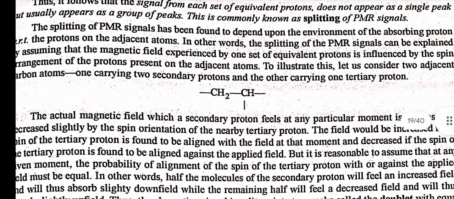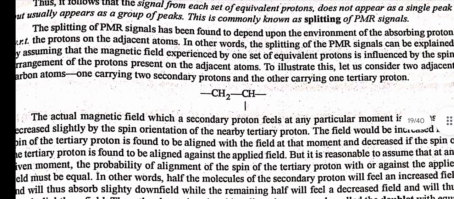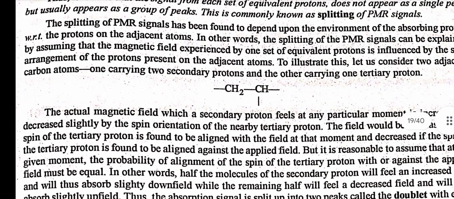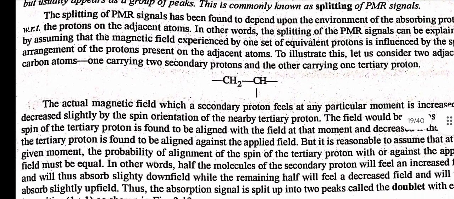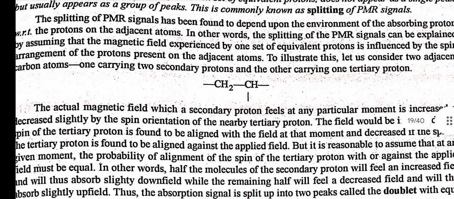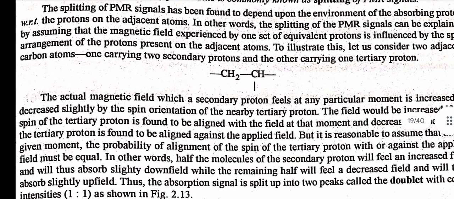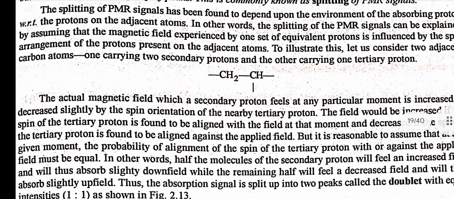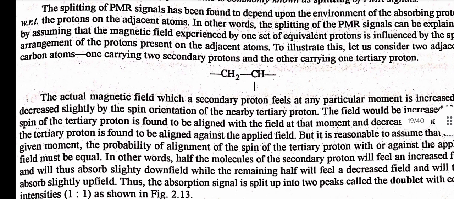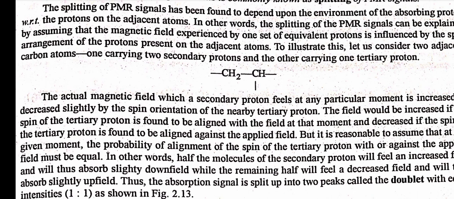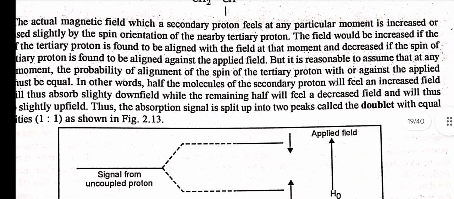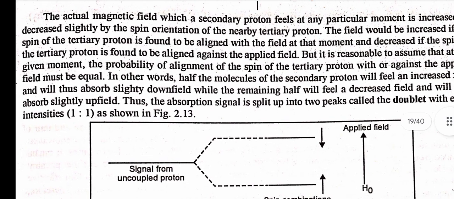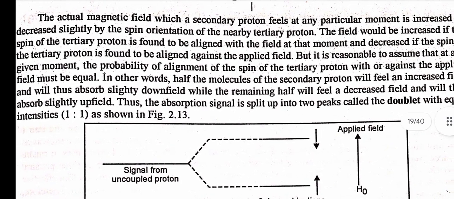The splitting of PMR signals has been found to depend upon the environment of the absorbing proton, that is, the protons on the adjacent atoms. In other words, the splitting of the PMR signal can be explained by assuming that the magnetic field experienced by one set of equivalent protons is influenced by the spin arrangement of the protons present on the adjacent atoms. To illustrate that, let us consider two adjacent carbon atoms, one carrying two secondary protons and the other carrying one tertiary proton. The actual magnetic field which a secondary proton feels at any particular moment is increased or decreased slightly by the spin orientation of the nearby tertiary proton.